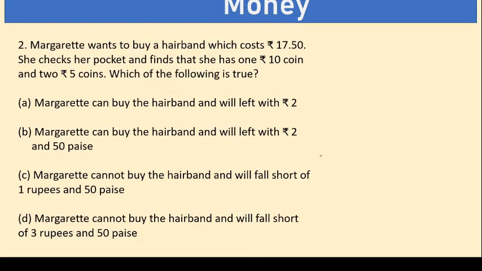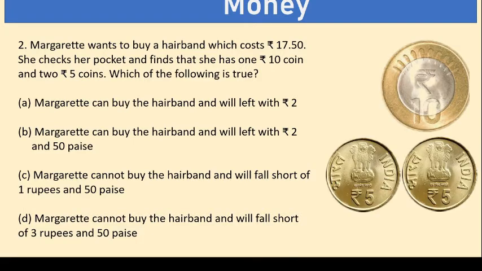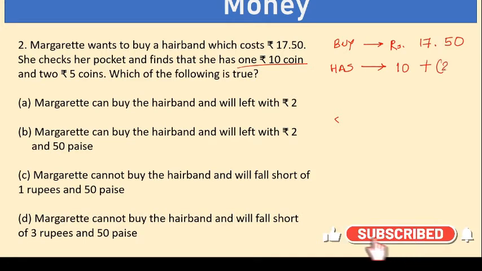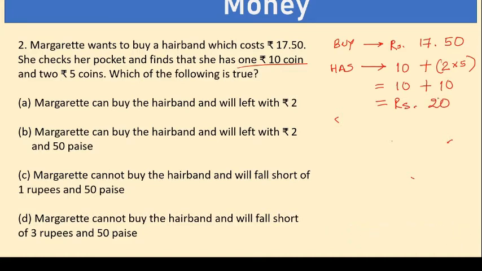Question number 2 says, Margaret wants to buy a hairband which costs rupees 1750. She checks her pocket and finds she has one 10 rupee coin and two 5 rupee coins. Which of the following is true? Now the first option says Margaret can buy the hairband and will be left with rupees 2. The cost of the hairband that she wants to buy is rupees 1750. And how much does she have with her? Well, she has one 10 rupee coin and two 5 rupee coins, which is equal to 10 plus 10, that is equal to rupees 20.